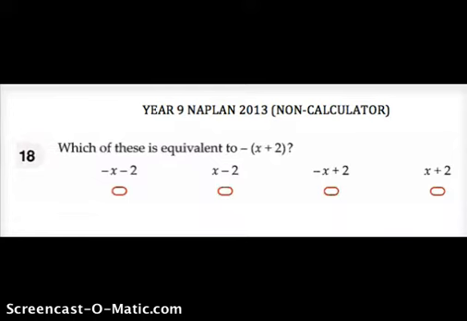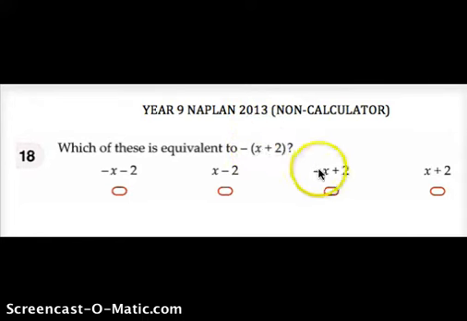Now for question 18. Question 18 says, which of these expressions below is equivalent to negative bracket x plus 2? You can pause the video and try the question. Now, this negative out the front of the bracket means that you've got a negative 1 in front of the bracket x plus 2. So we've got negative 1 times x, or you can just say negative x.